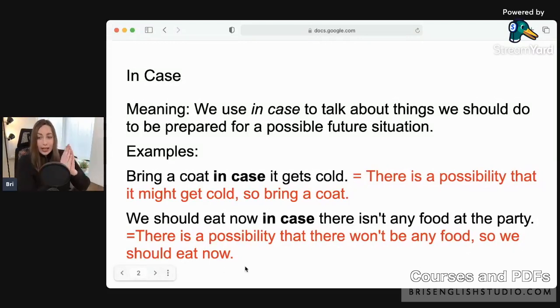Okay, so it might get cold later. I don't know if it's going to be cold, but it might. There is a possibility. So to prepare for that future possible situation, I'm going to bring a coat. So in case it gets cold, I'll bring a coat. In case there isn't any food at the party, there is a possibility that there's no food. So to prepare for that possible situation, I'm going to eat now. Okay? Are you following me so far?